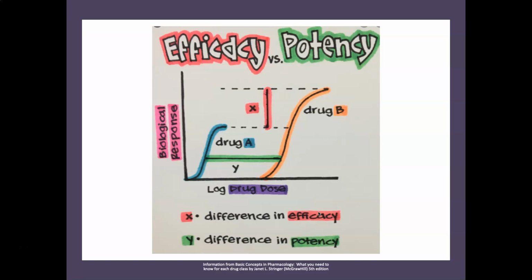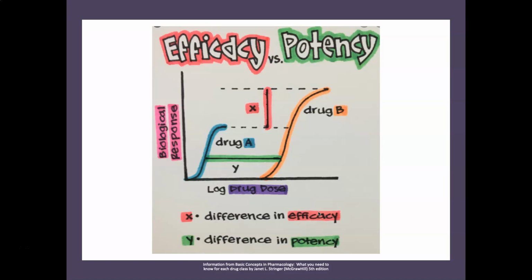Drug A, look at the two lines. Drug A is blue, drug B is orange. There's a difference between the amount that they can achieve. Drug A can only go so far in terms of producing a biological response. Drug B can produce a much stronger, higher biological response. The difference between those two is efficacy.